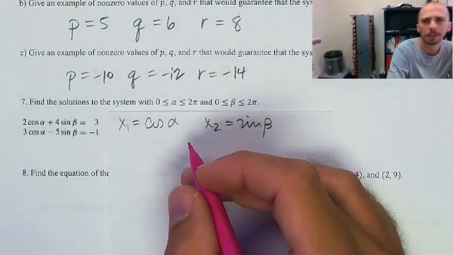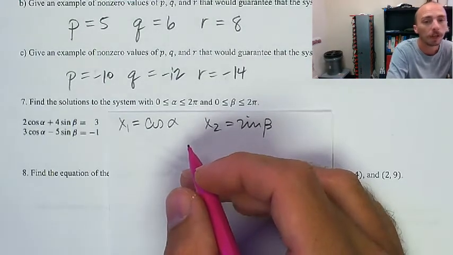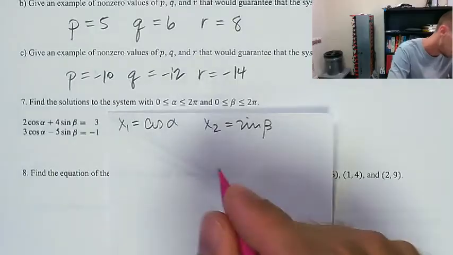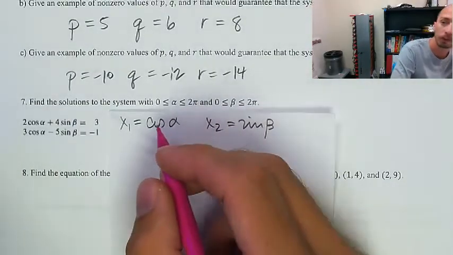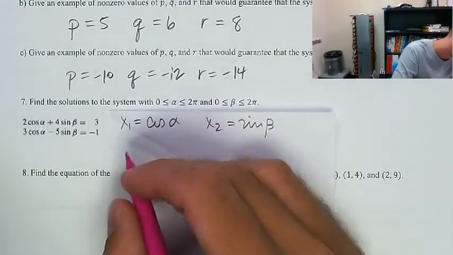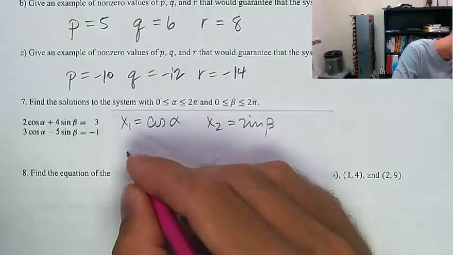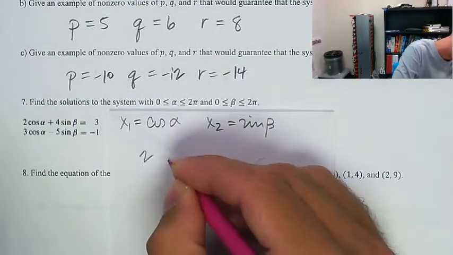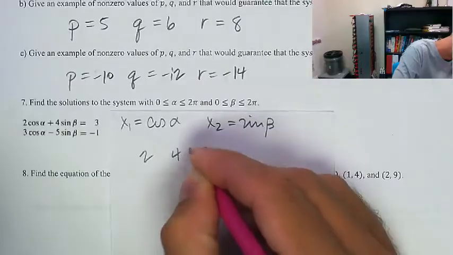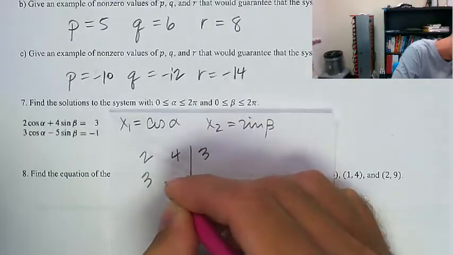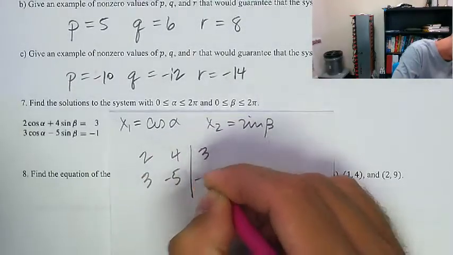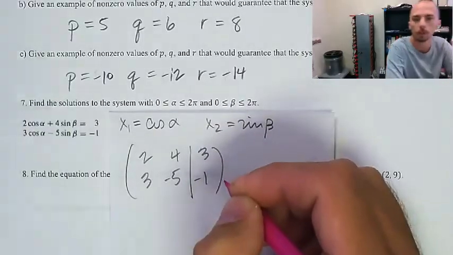Because you might be thinking, not everything in the world is linear, but a lot of things can be expressed using linear systems, like differential equations and all sorts of things that you might not suspect. So I've got 2x1 plus 4x2 equals 3, and 3x1 minus 5x2 equals -1. So we just need to row reduce this thing.